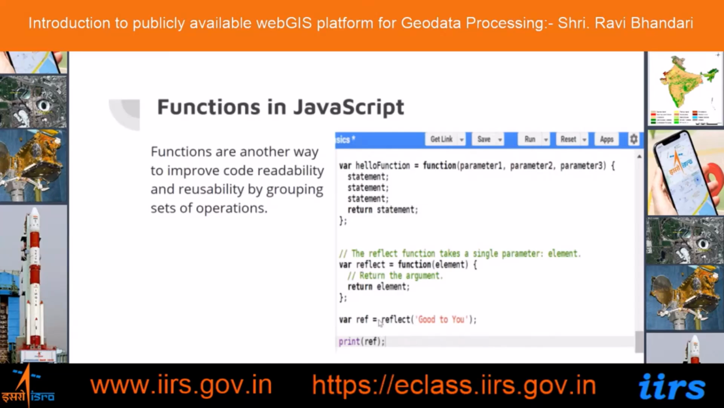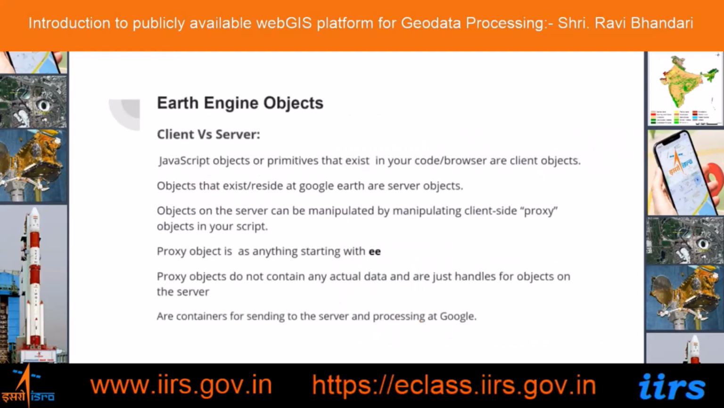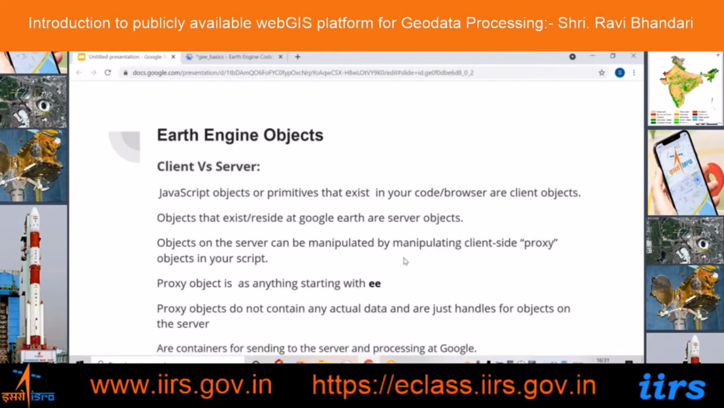So here this statement is calling the function: var ref equal to reflect. How do we call a function? Function name, then parenthesis. Inside the parenthesis you need to pass the arguments to the function. Here this particular function is taking a single argument. We are passing a single string and it returns the same value. This is a string. So let's see with code. Then we will come to the next topic, Earth Engine objects.